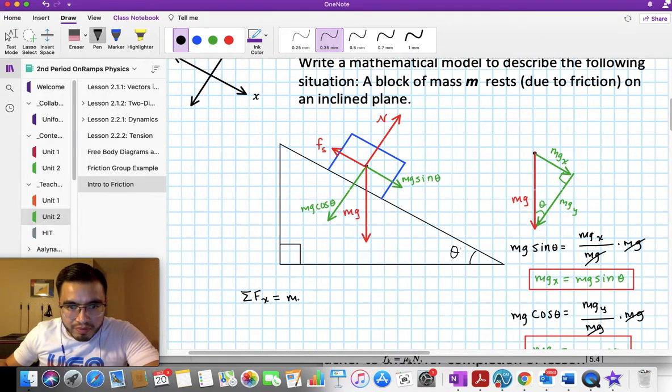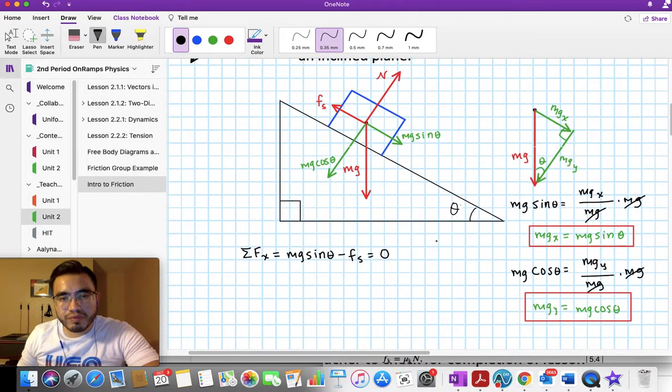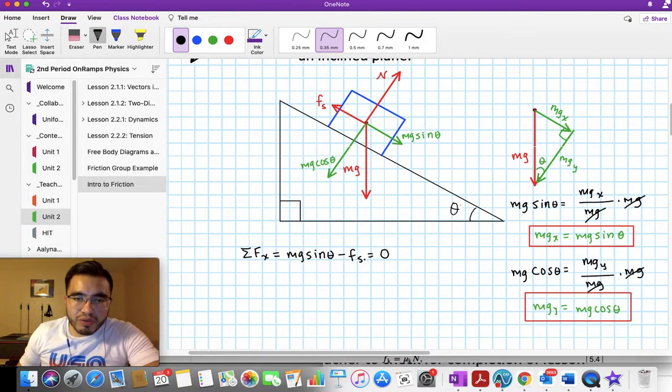So mg sine theta minus static friction. This is not moving, so this will be equal to 0. And of course, if we move the force of static friction to the right by adding, then we can prove these two are in equilibrium because they're equal and opposite to each other. Okay, that's why it's not moving.